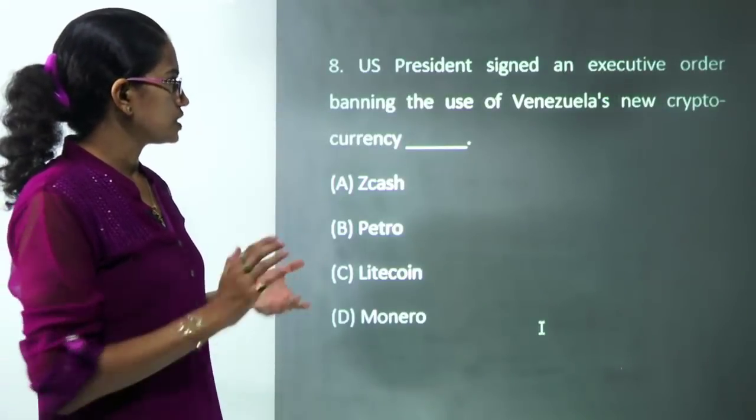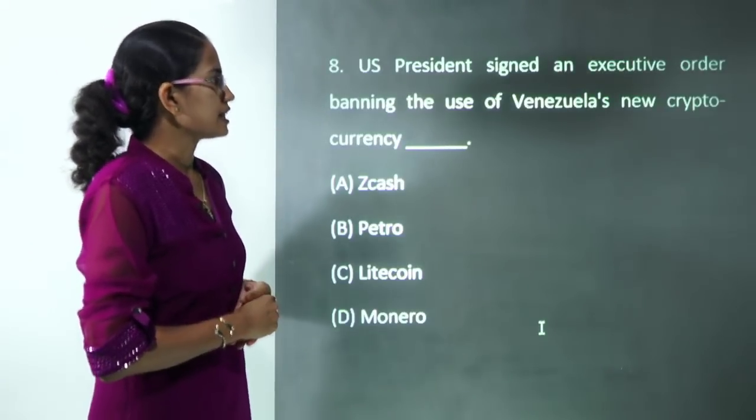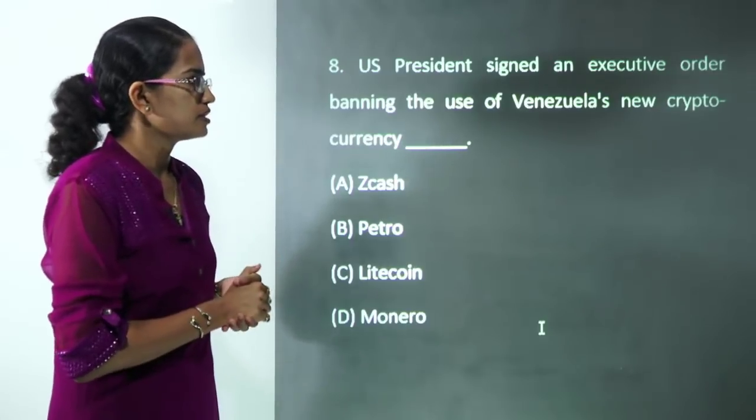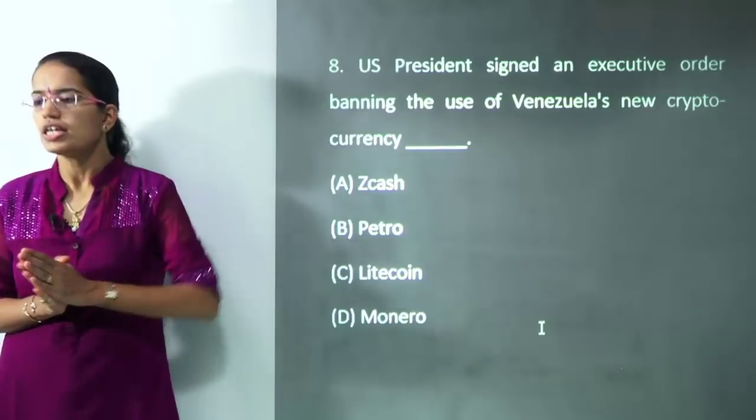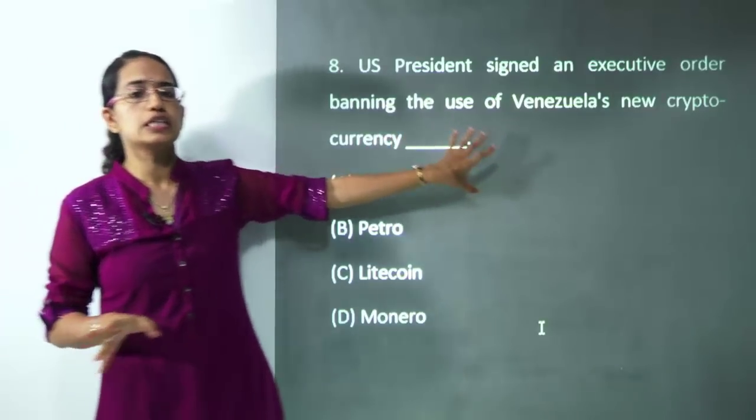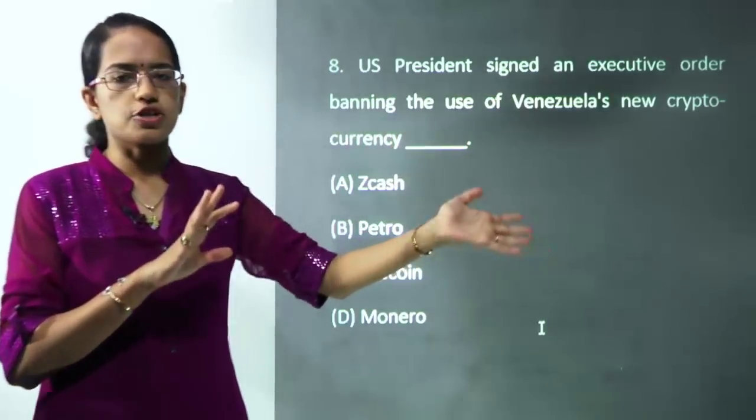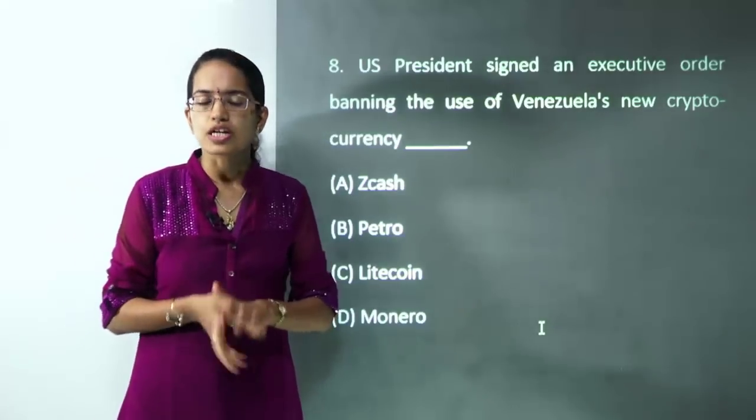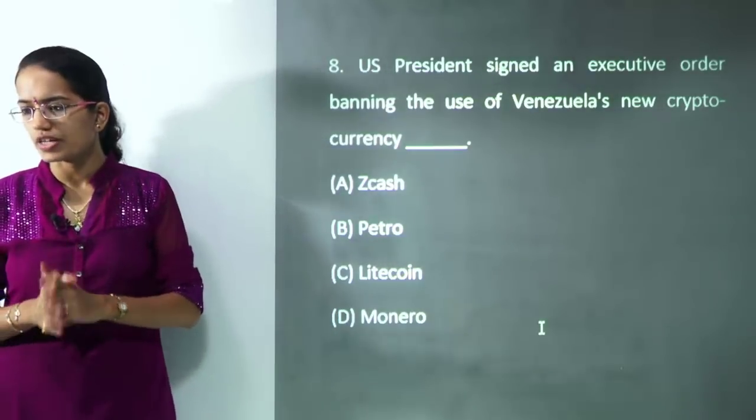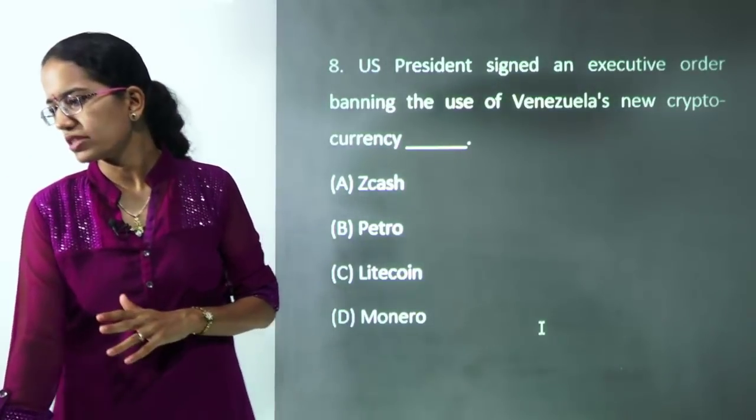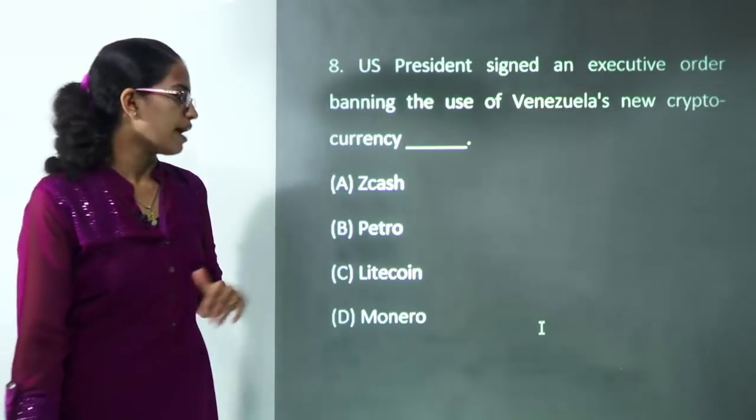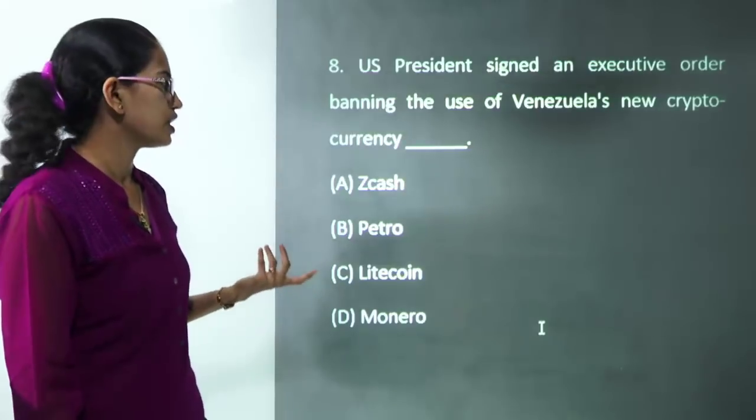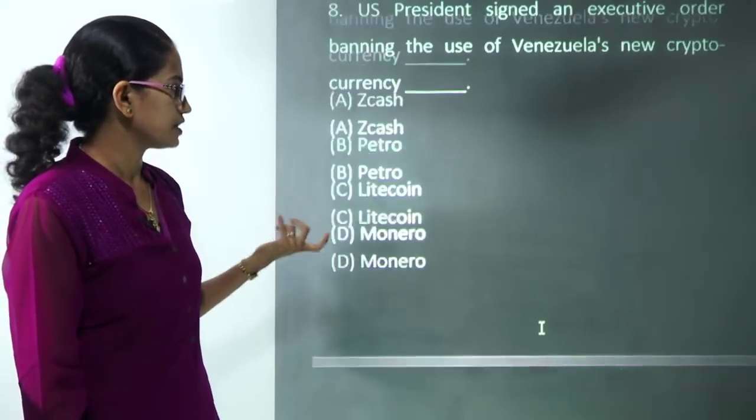The next question is, US President signed an executive order banning the use of Venezuela's new cryptocurrency. What was the name of Venezuela's cryptocurrency? Now this is a question which is related to both political science and your computing section, and cryptocurrencies, bitcoins, really very important topics, so don't miss those. Question number 8, great, B. So you have Petro as the currency from Venezuela, that is the cryptocurrency of Venezuela.